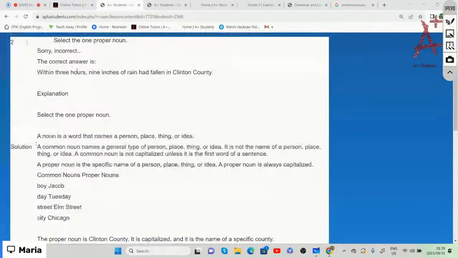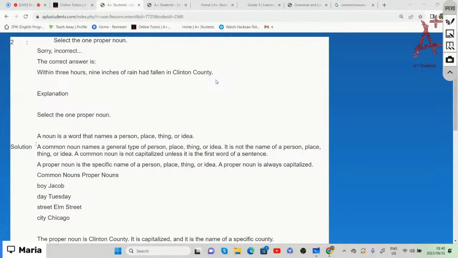Within 3 hours, 9 inches of rain had fallen in Clinton County. We need to select the proper noun within this sentence. And remember, we said proper nouns are capitalized. It specifically names a person, a place, a thing, or an idea.